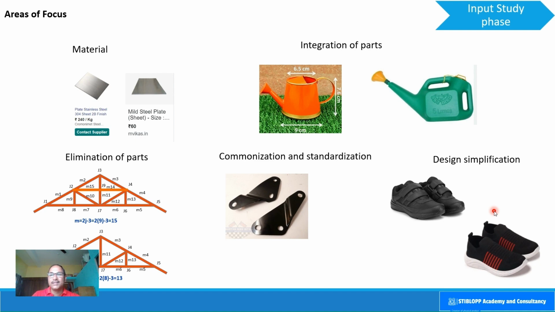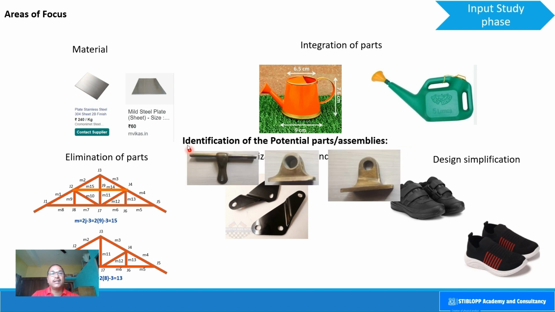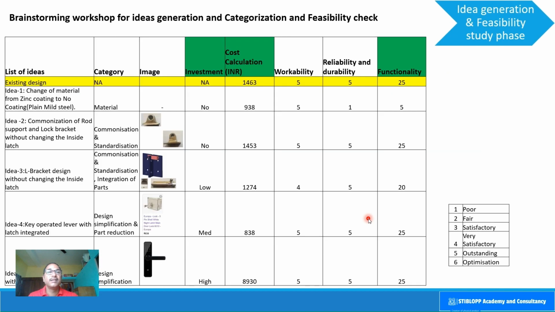After understanding all these areas to be focused, coming to our case study, these are the parts that we have identified that will qualify for our value engineering. Now let's go into the brainstorming workshop for idea generation and categorization, and also parallelly do the feasibility check, the idea generation and feasibility study phase. These are the list of the ideas that we came up with.